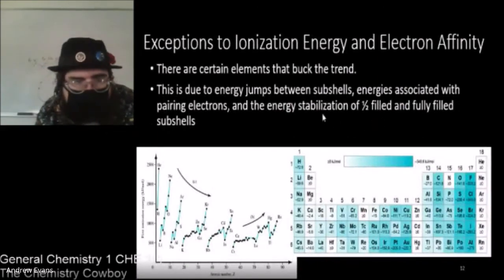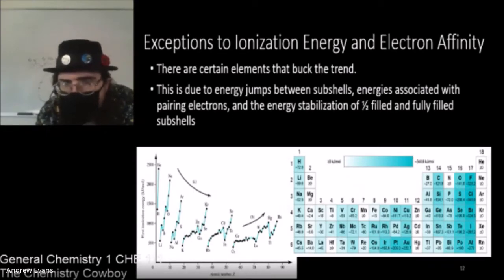And so we see there are a bunch of exceptions that buck the trend. This is due to different jumps between the subshells, and different jumps based on the pairing of electrons. And there's a special energy stabilization that comes from having a half-filled or fully filled subshell.